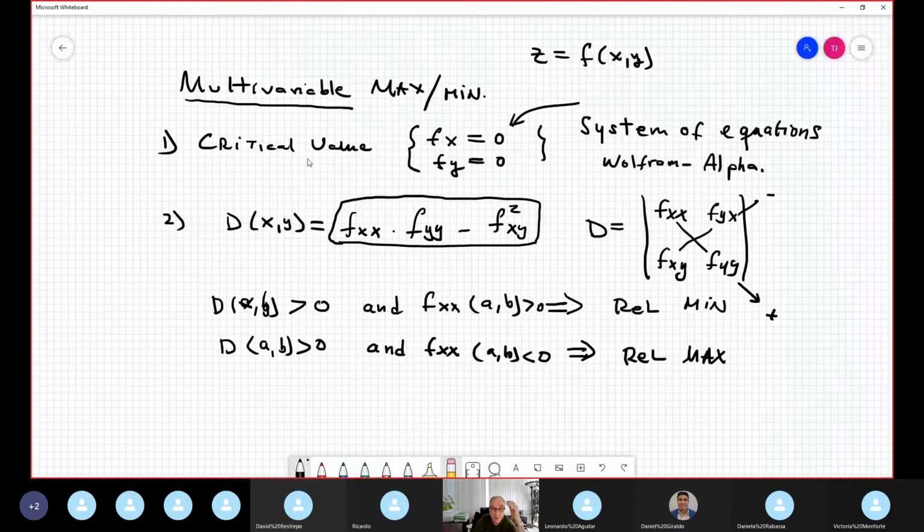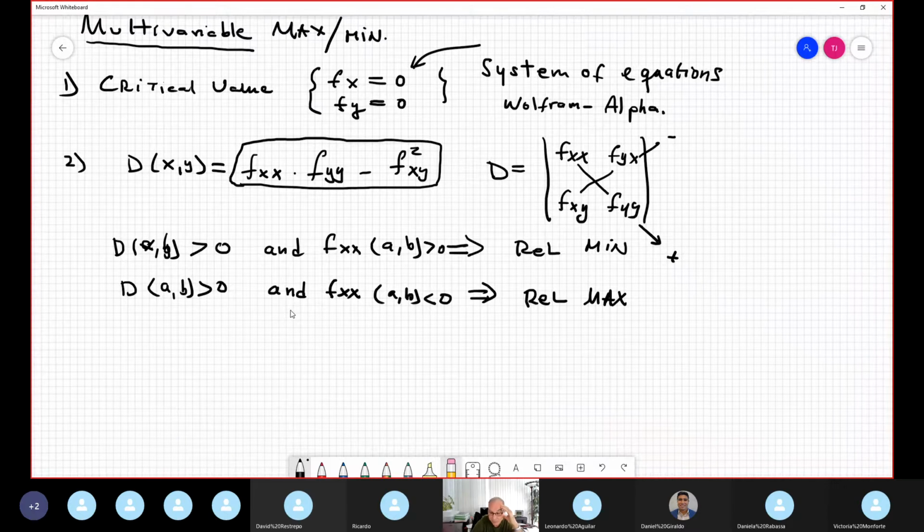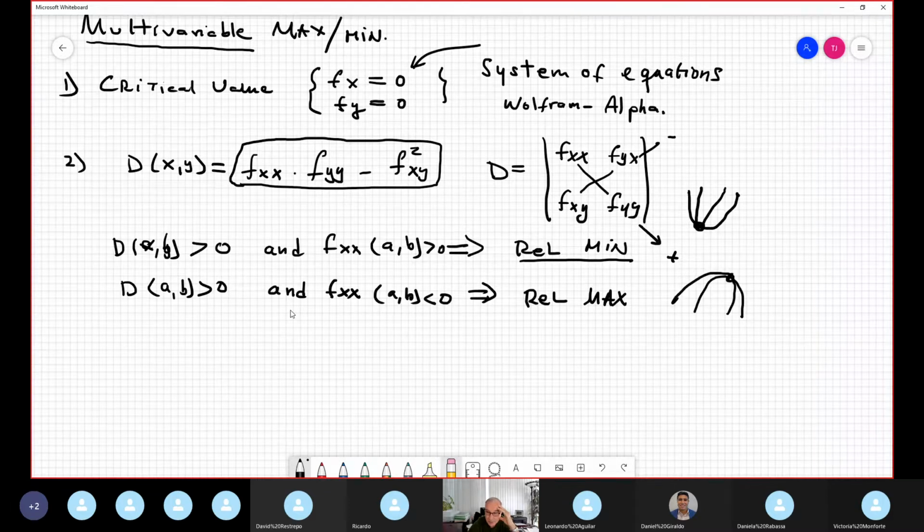Remember, we are working in two variables, or multivariable. When this situation happens, it's because one curve represents the partial derivative with respect to x, another the partial derivative with respect to y. In this case, both coincide, this is a minimum. And like that, it is a relative maximum.